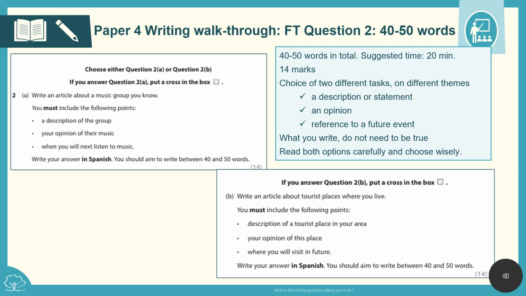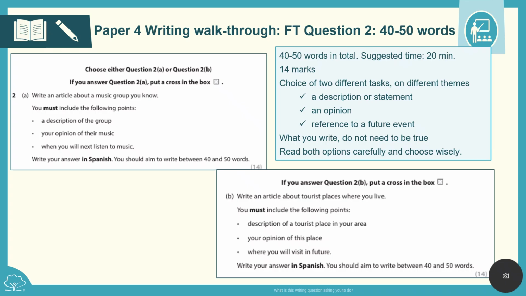Look at the first one. It says, write an article about a music group you know. You must include the following points: description of the group, your opinion of their music, when you will next listen to the music. So in these 3 bullet points, you are asked to write about music. So how much you remember about, for example, technical language as in rhythm, lyrics, songs, bands, music type or music styles. So you need to consider those things, as that is the vocabulary that is needed to answer those questions.